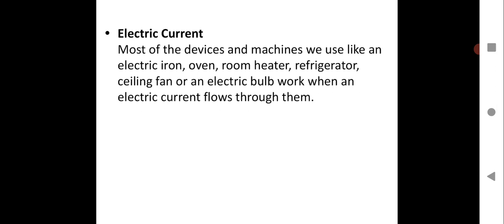Let us see. Most of the devices and machines we use, like an electric iron, oven, room heater, refrigerator, ceiling fan, or an electric bulb, work when an electric current flows through them. So these are the electrical gadgets or the devices which work on electricity. You all know that, and they will only work when electric current flows through them. That means there will be a flow of electrons in the conducting wire that will help in the working of these electrical gadgets and electrical devices and appliances.